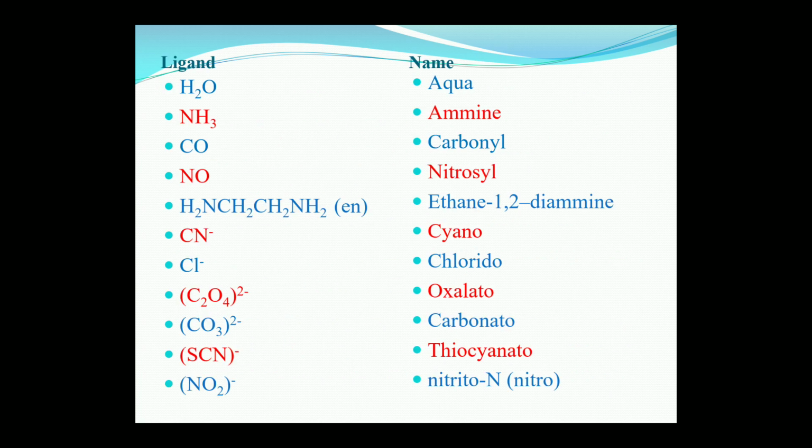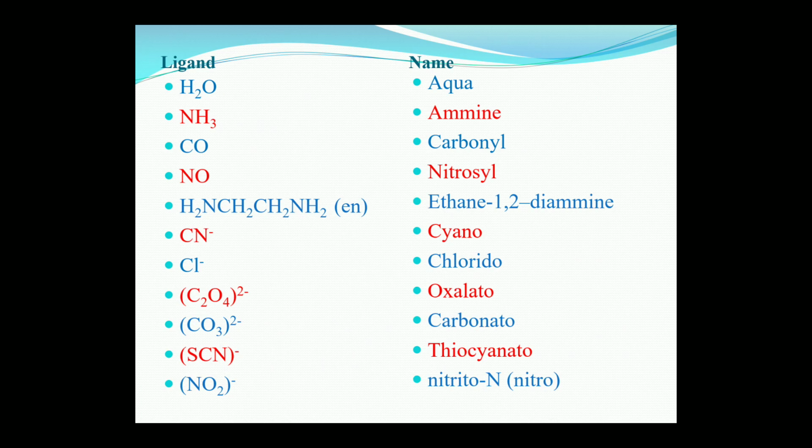So here you can see on the left hand side the ligands, and on the right hand side the respective names of these ligands. Like the first one is water, so we use aqua. For ammonia we use ammine. For carbonyl group we use carbonyl. CO is carbonyl. NO is nitrosyl. For ethylenediamine, we use ethane-1,2-diamine.